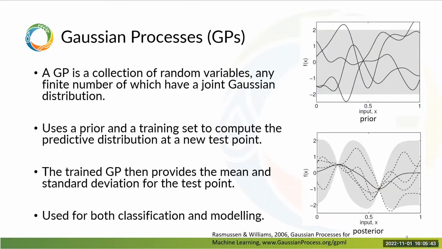A Gaussian process can be defined as a collection of random variables which have a joint Gaussian distribution. A GP uses a chosen prior and a training data set to determine what the distribution or result should be like at a new test point.